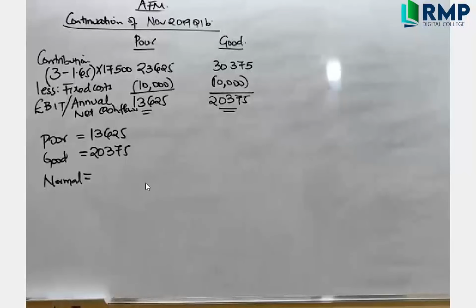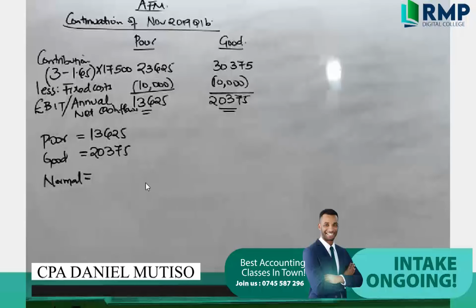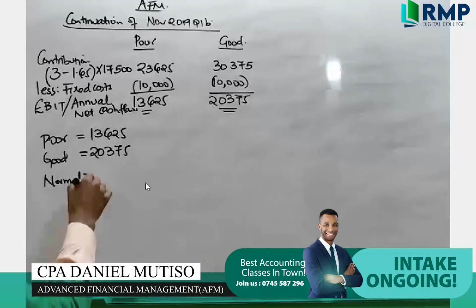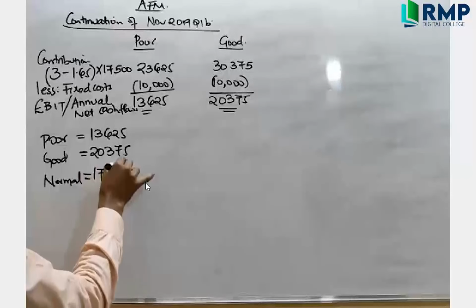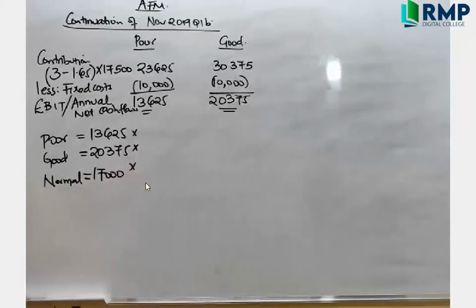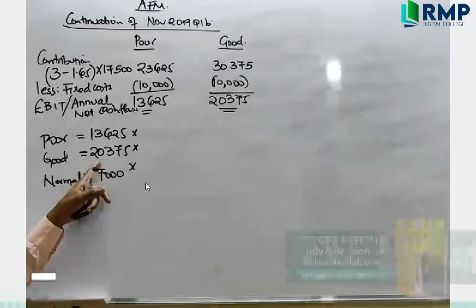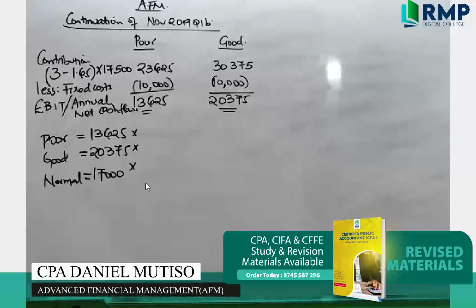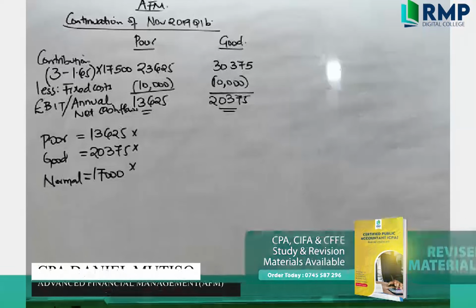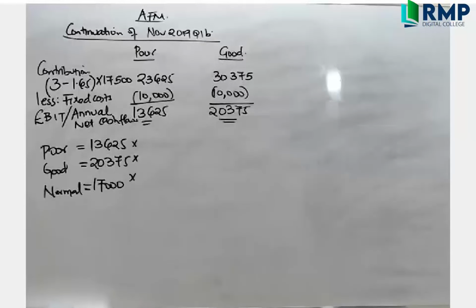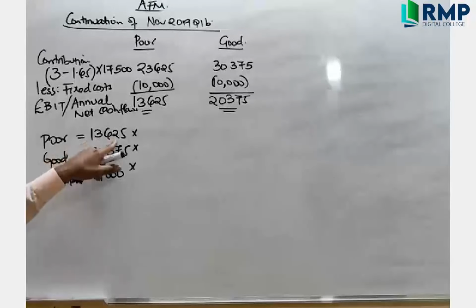Okay. So for the normal case, we can recall how we got the NPV. We were able to get the NPV for normal around 17,000, I remember. Remember these are our annual net cash flows, and the project's useful life is 5 years. Yes, we are getting 13,625 for 5 years.